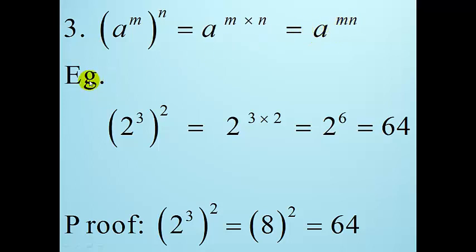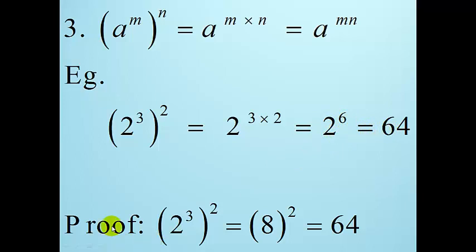Now let's look at this example. 2 raised to the power 3, all raised to exponent 2. According to the third law of indices, this is equal to 2 raised to the power 3 times 2. That is 3 times the exponent outside the bracket. And now when you multiply 3 by 2, the result is 6. So 2 raised to the power 3 times 2 is equal to 2 raised to the power 6. And 2 raised to the power 6 is equal to 64.